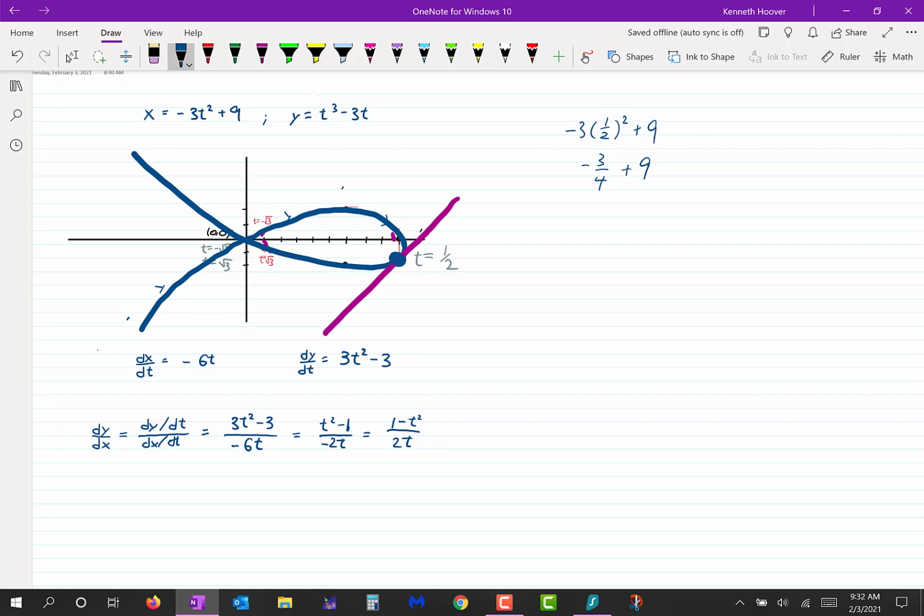which is 8 and 1/4. Actually, let's not write it as a decimal. Let's write 8 and 1/4, so that would be 33/4.